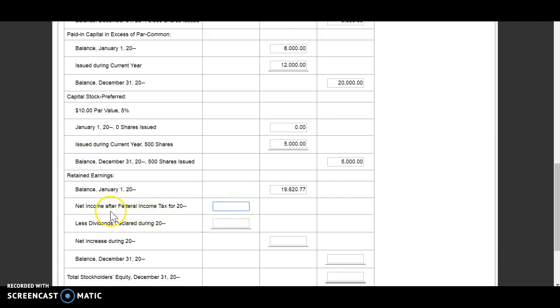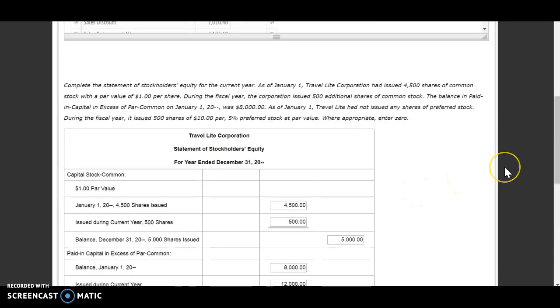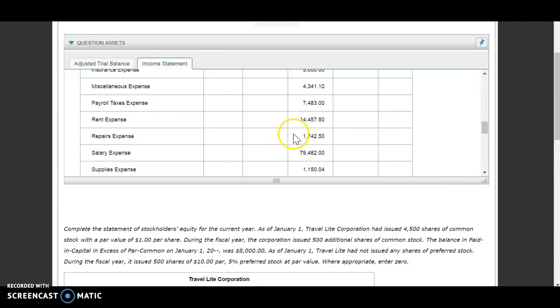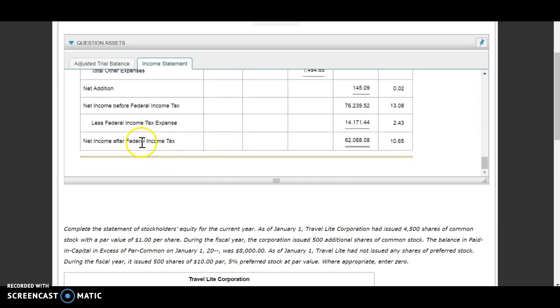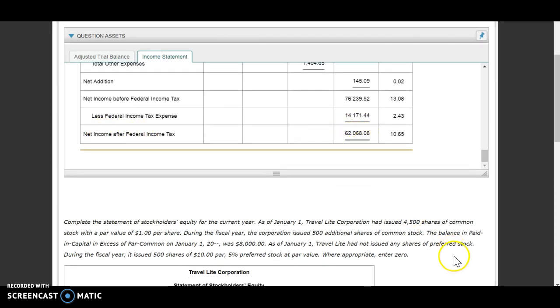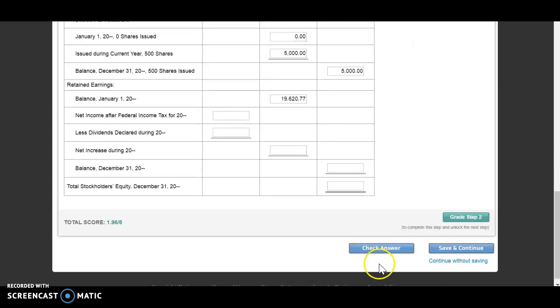Then we need to look at our net income after federal income tax. So on that one, we can go to our income statement. Here's our net income before. Remember, we are looking for our net income after. So it's going to be this number here, 62,068.08.